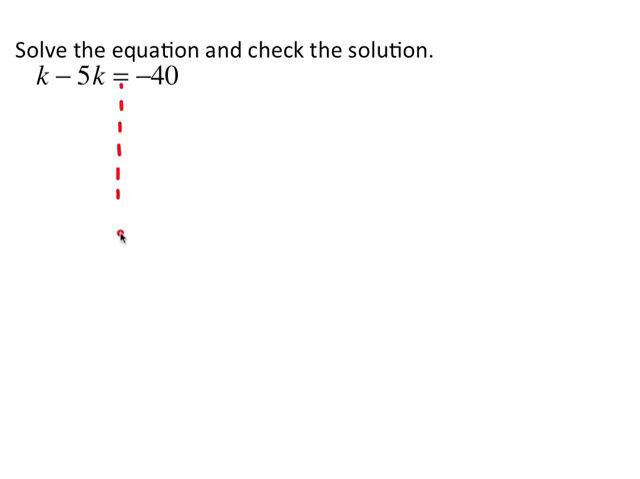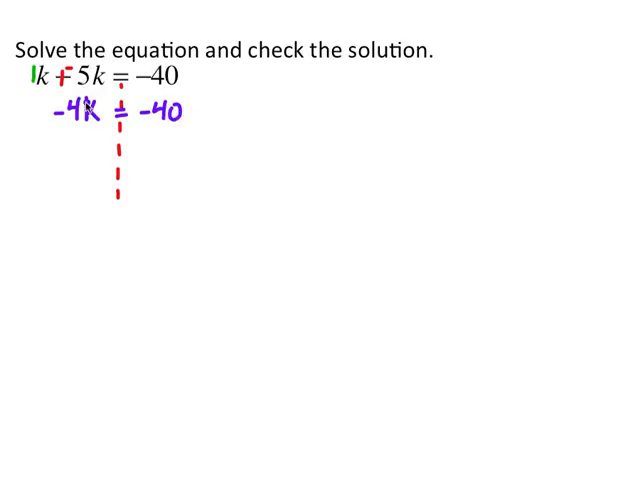Now, before we start solving, we actually want to look at each side individually and see if we have any like terms that we can combine. We do in this case, and we have two k's. Remember that this is really like a 1k minus 5k. Might want to go in here and add the opposite to help us get those signs right. So 1k plus a negative 5k is negative 4k. And then we'll write down the right side again so we keep our equation going.